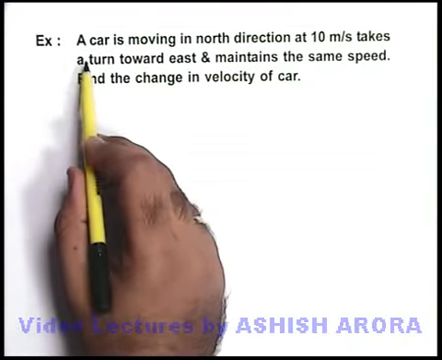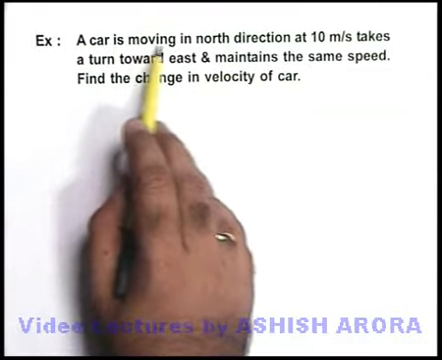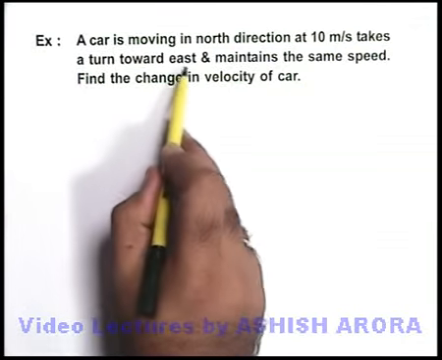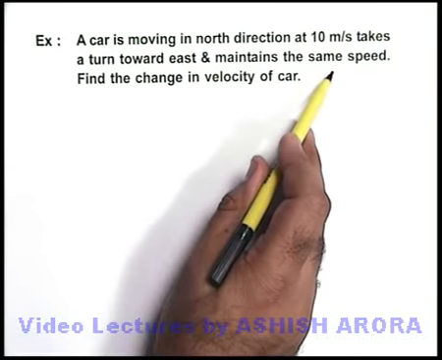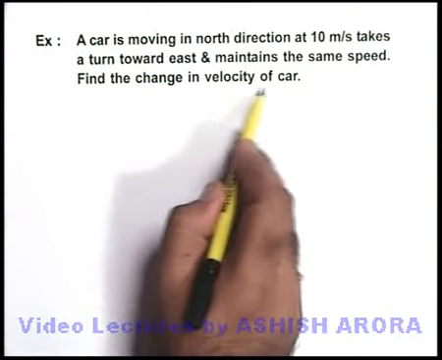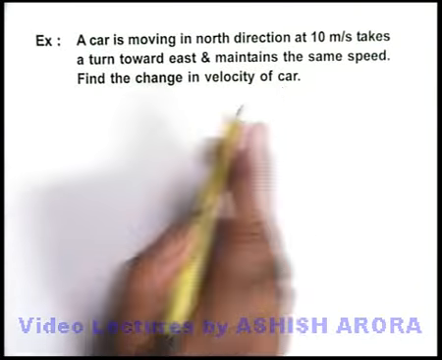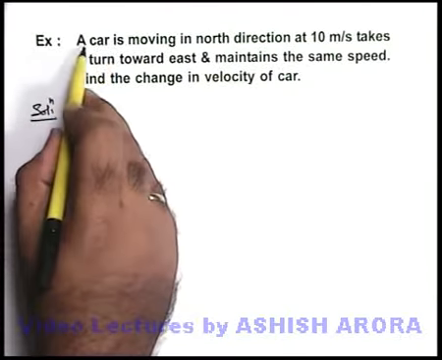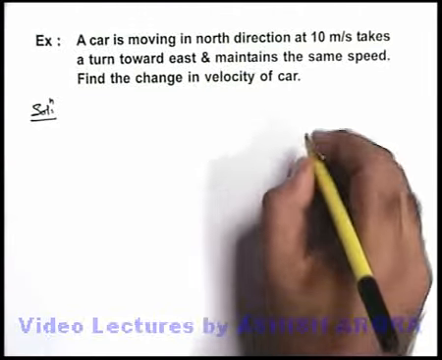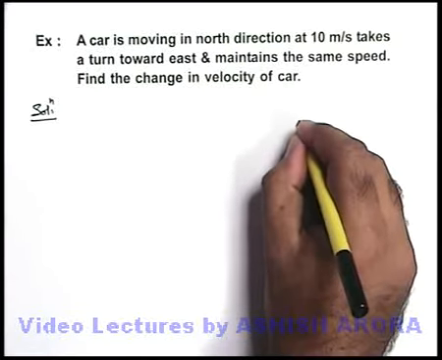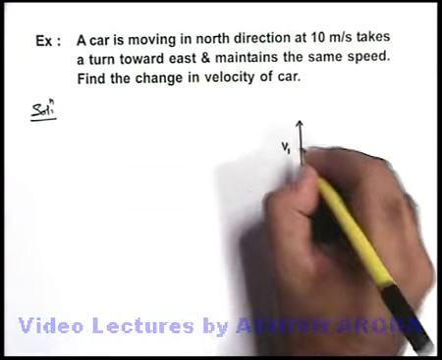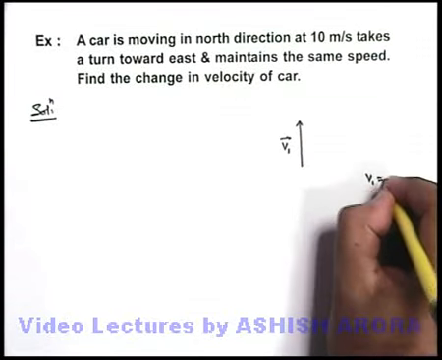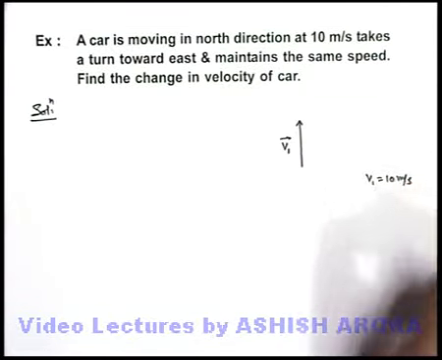Let's see an example where it says a car is moving in north direction at 10 meters per second, takes a turn toward east and maintains the same speed, and we are required to find the change in velocity of the car. Here, if we just have a look at the situation, initially the car is moving in north direction. Say we consider this is the initial velocity of the car, V1, which is moving in north direction, and the magnitude of V1 is 10 meters per second.